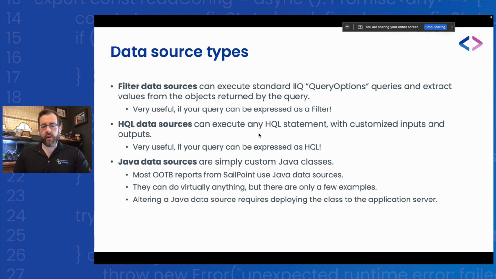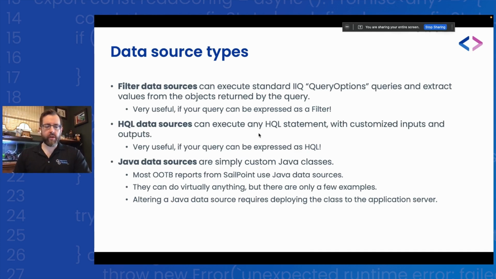It's very useful if your query can be expressed as a filter. HQL, or Hibernate Query Language, data sources can execute any HQL statement with customized inputs and named outputs and so forth. You can do a lot more with them than filter data sources. You can join on multiple tables. You can do all kinds of good HQL stuff. Again, very useful if your query can be expressed as HQL.